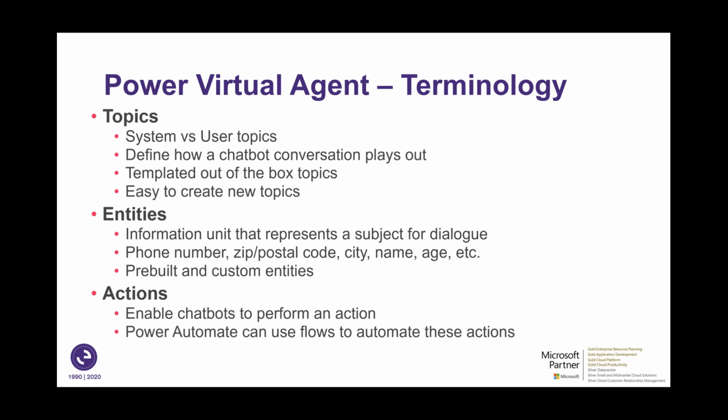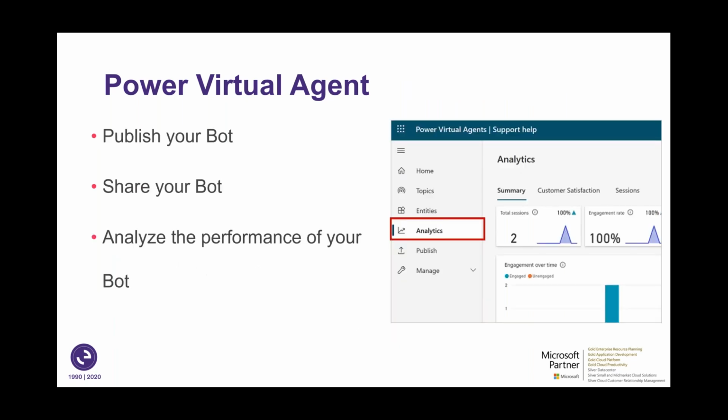The action components are what the chatbot does after it's understood the problem, right? And so this can enable the chatbot to actually perform a specific action, and you can automate these actions as well. And once you've done the automation of the action, essentially the next step is to publish your bot.